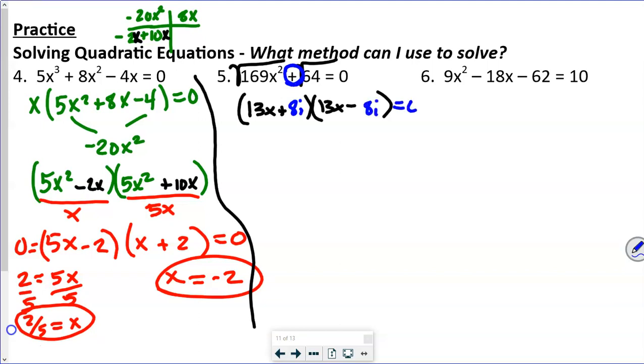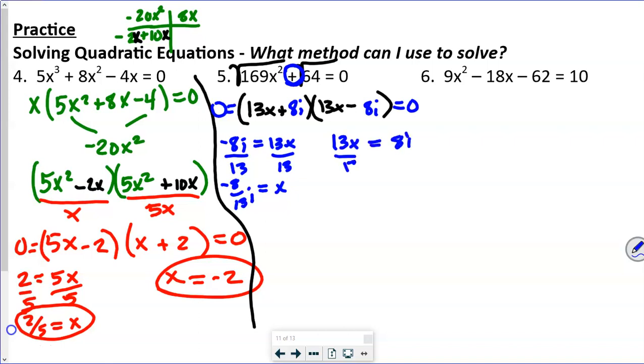So once again, I can set both of these equal to 0. So this is going to be what? Negative 8i equals 13x divided by 13. So x is equal to negative 8 over 13i. And over here, 13x equals 8i divided by 13 again. So this is x equals 8 over 13i.